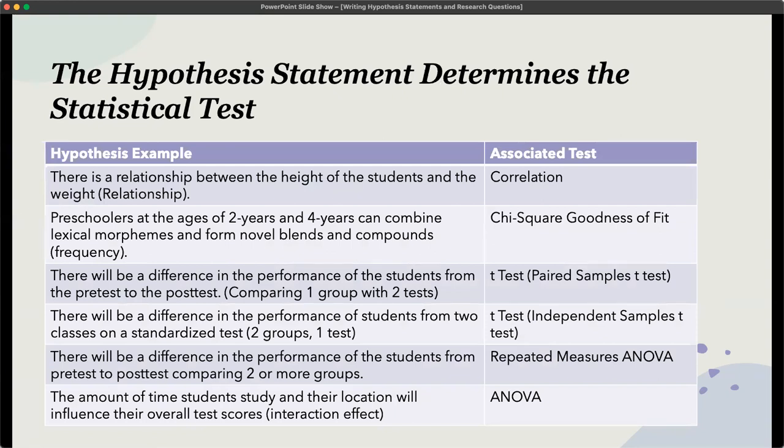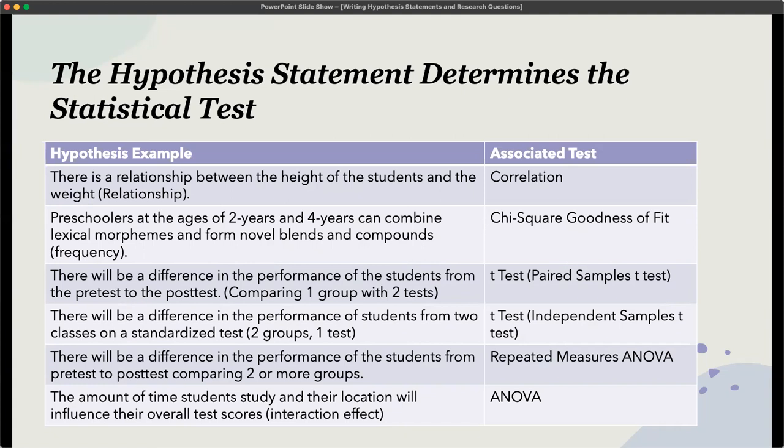So the first one: there's a relationship between the height of students and their weight. And here we're looking at a relationship. We're not looking at an interaction effect. So for this, it could be a correlation. And there are different types of correlations, which we'll look at in another video.